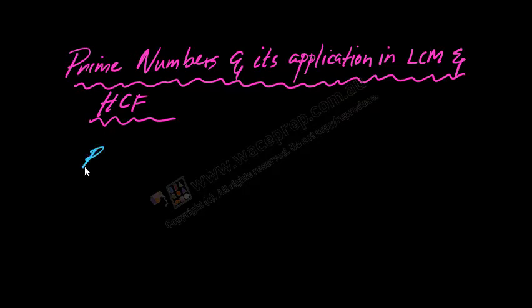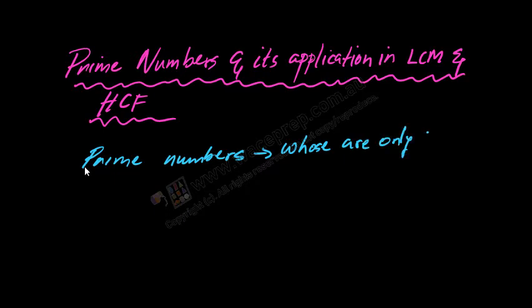Now prime numbers are numbers whose factors are only 1 and itself. Now what do we mean by that? Say for example number 2. The factors of number 2 is 1 and 2.